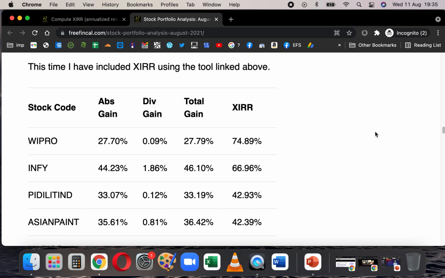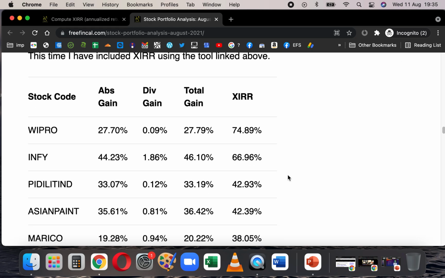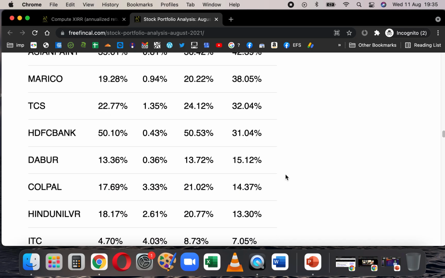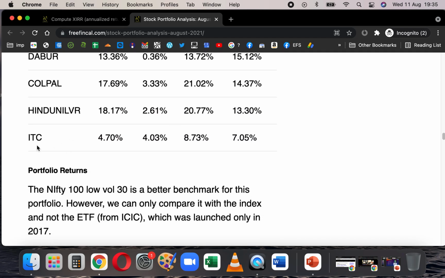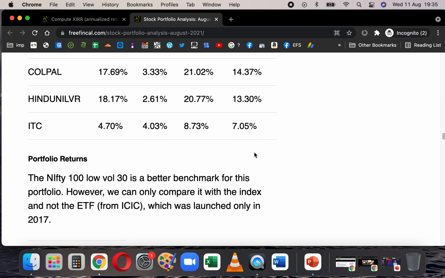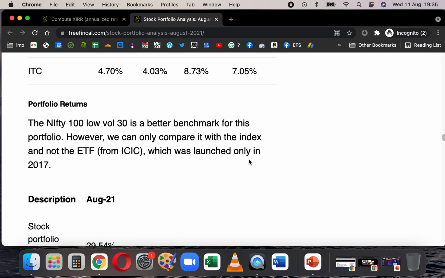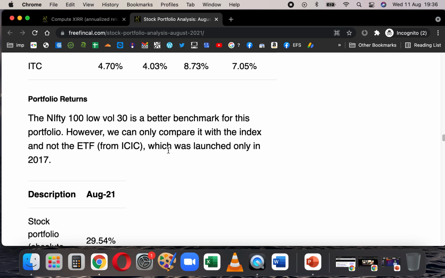So these are the absolute gains, dividend gains and total gains and the XIRR for each of the stocks. Some of these XIRRs are astonishingly high. Don't worry too much about it. They'll come down with time. ITC, the meme stock, has given 7% XIRR with all its dividends included, which is not so bad at all, considering it's still a very healthy company as such.